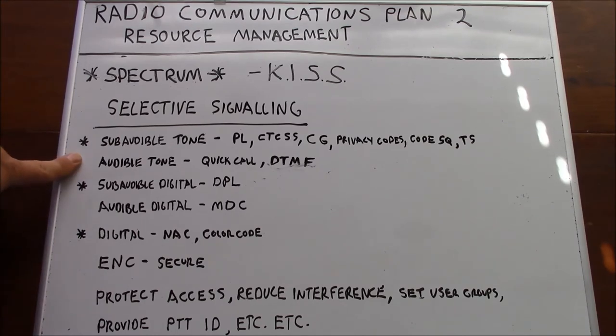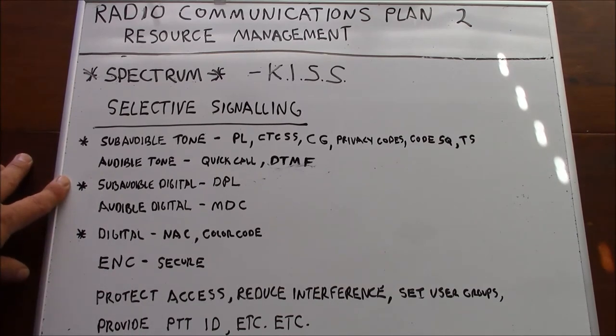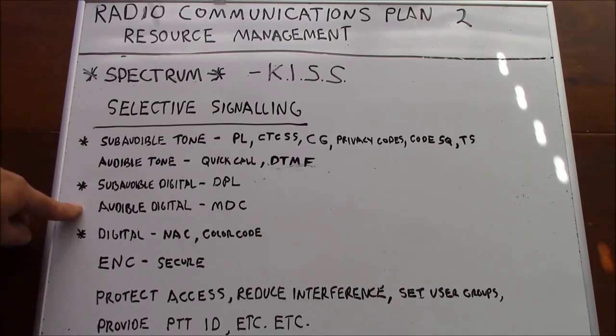You'll have your audible tone, like your Quick Call, which used to be used for station alerting. And then your DTMF, which is like your telephone touchpad. Subaudible digital, which is DPL, digital private line. Audible digital, for example, will be like MDC-1200, which is where you hear that annoying screech on the radio. And that provides push-to-talk ID and access to whatever network it's set up for.